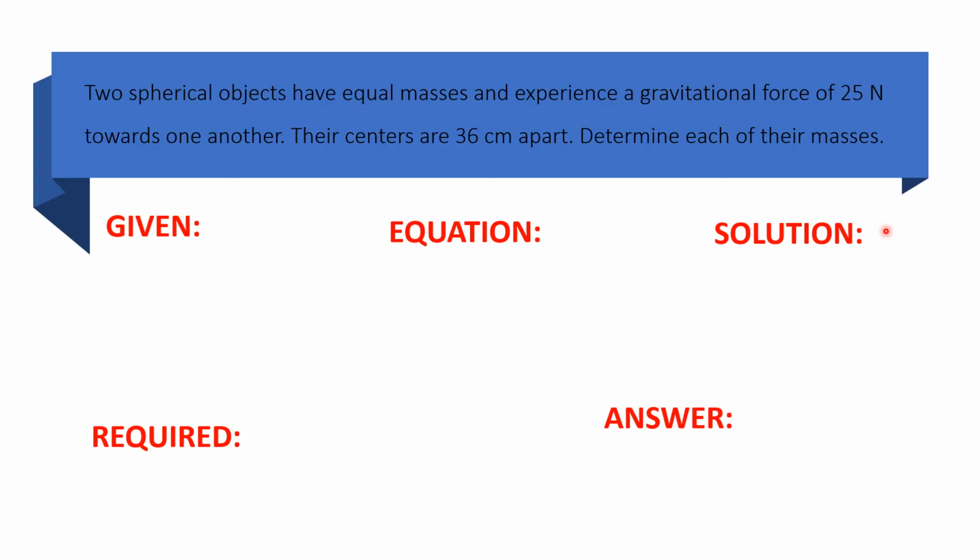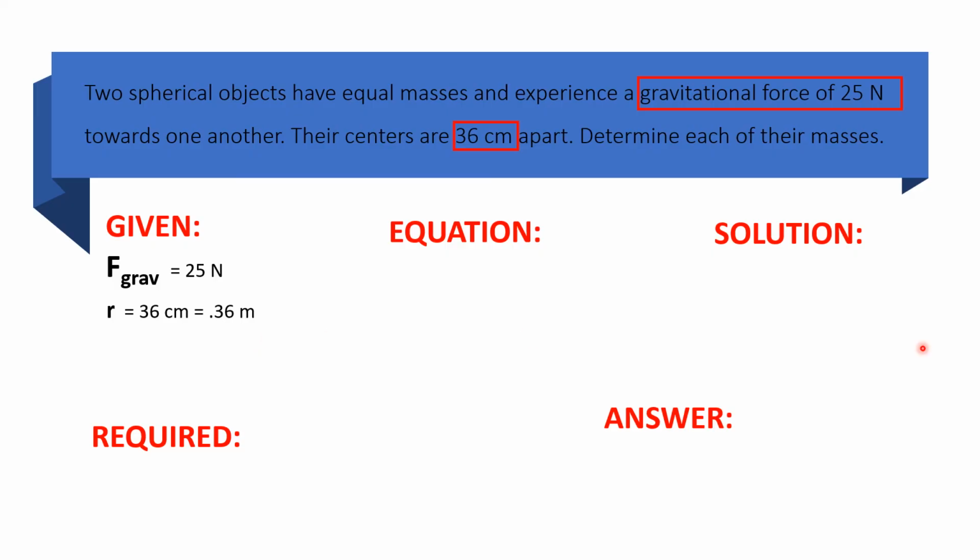As you can see in the problem, it was given that the gravitational force is equal to 25 Newton. So I will write down this given to this part. Okay. And another given in the problem, we have 36 centimeter. That is the distance between these two spherical objects. I already converted this into meter since the unit needed to solve this problem is in meter. So 36 centimeter will be equal to 0.36 meter.